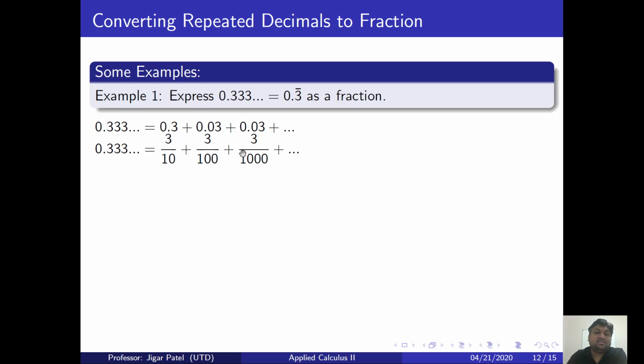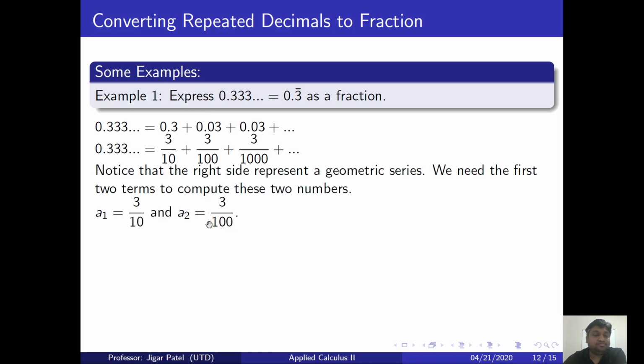It's a geometric series. I would like to know whether it's convergent or divergent. I need a and r. The value of r will tell me whether my series converges or diverges. Looks like a is 3/10, and r is the second term divided by the first term. So 3/100 divided by 3/10, I end up getting 1/10. Looks like the common ratio is between -1 and 1.